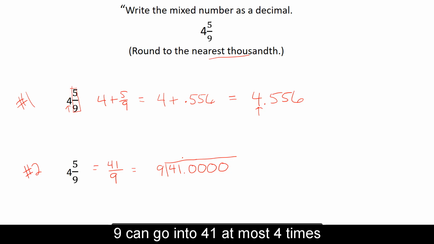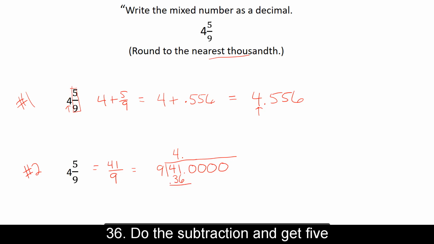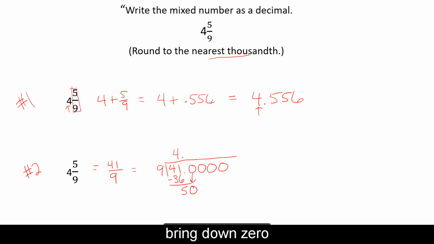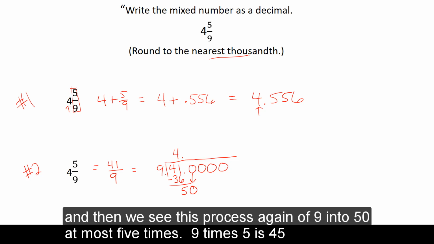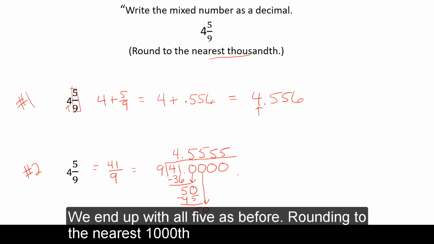I'll place my decimal point and begin the division. 9 can go into 41 at most 4 times. 4 times 9 is 36. Do the subtraction, I get a 5. Bring down the 0. And then we see we're going to have this process again of 9 going into 50 at most 5 times. 9 times 5 is 45. And it repeats exactly the same process that happened in the previous example. So when you do the division, you're going to end up with all 5s as we had before.